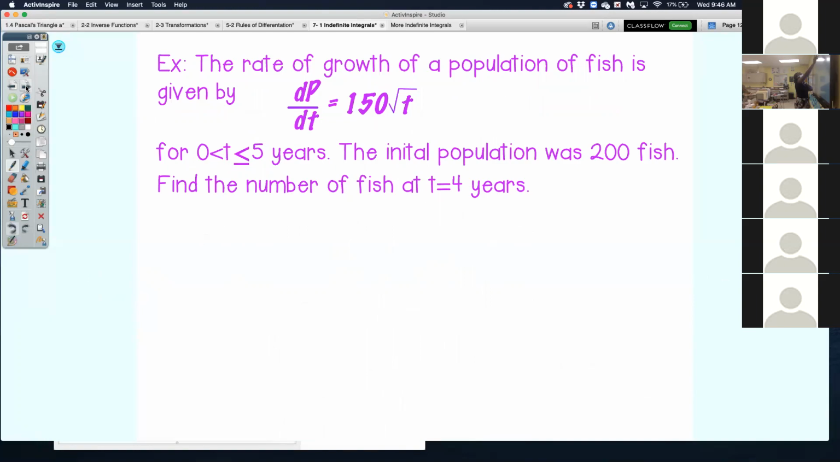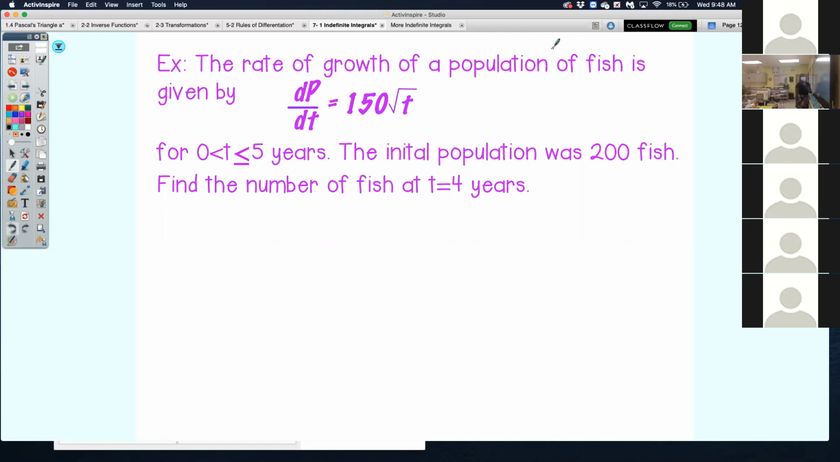Last one. So in this problem, it says the rate of growth of a population of fish is given by dP over dt equals 150 square root of t, for t greater than 0 but less than or equal to 5 years. The initial population was 200 fish. Find the number of fish at t equals 4 years. Remember, when you see the rate of growth, the rate of increase, that indicates the derivative, hence dP over dt. The change in your population over the change in time is given to you by this function.